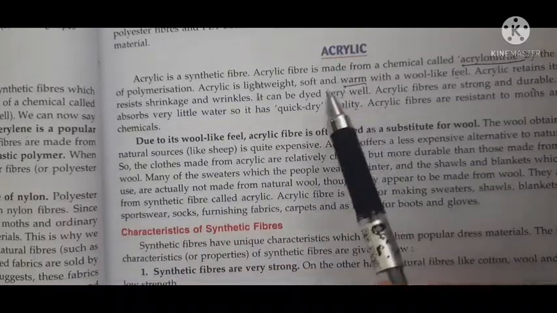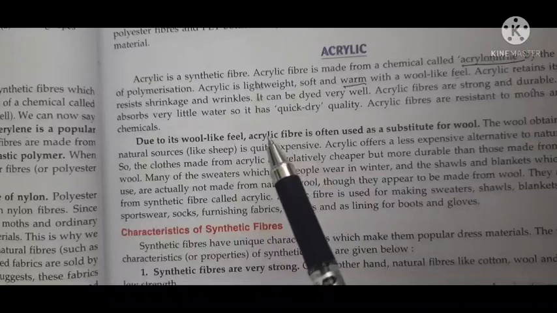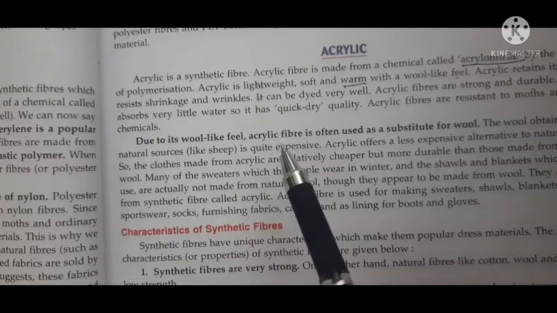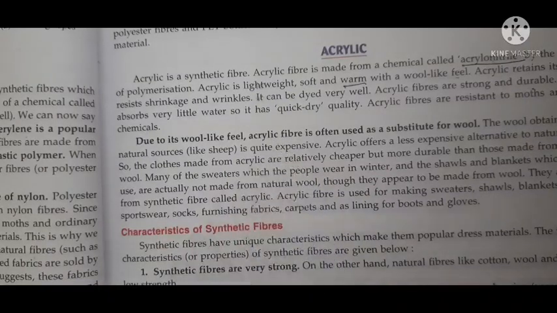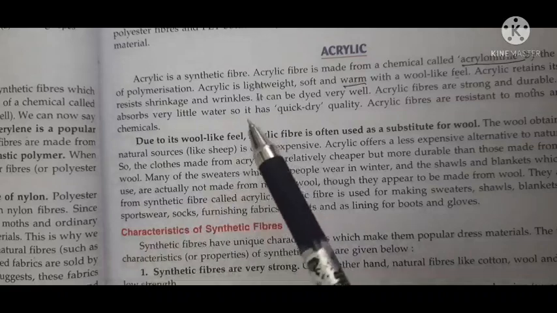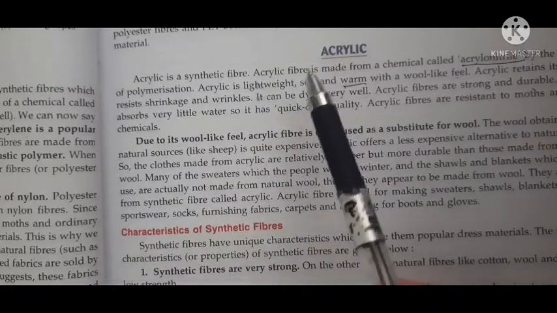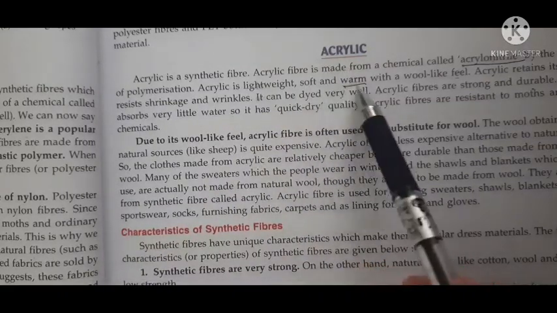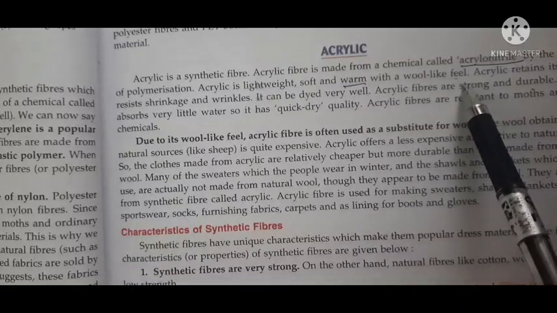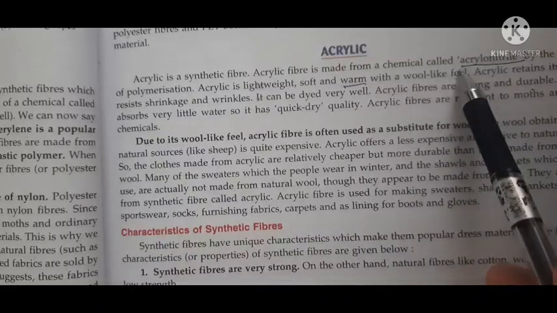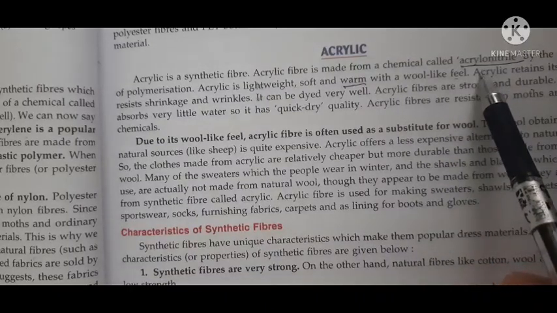Now students, here in acrylic, I told you the general properties of synthetic fibers, which mostly all the different types of synthetic fibers will have, but they may have some additional properties. So what is the main additional property of acrylic? That it gives a wool-like feel. And it is made up of the chemical acrylonitrile.